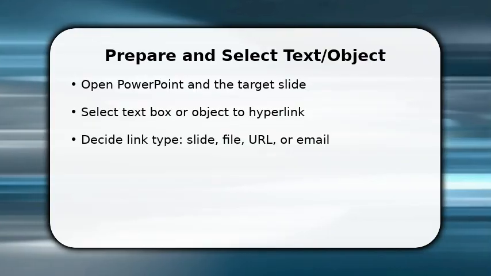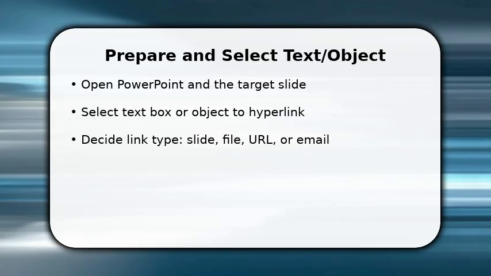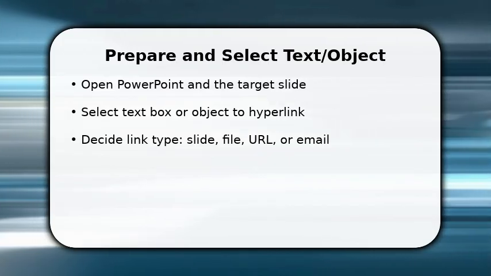You start by opening your presentation and navigating to the exact slide you'll modify. Select the text or object you want as the link. This is where the action begins. Once selected, right-click or use the Insert menu to access hyperlink options.